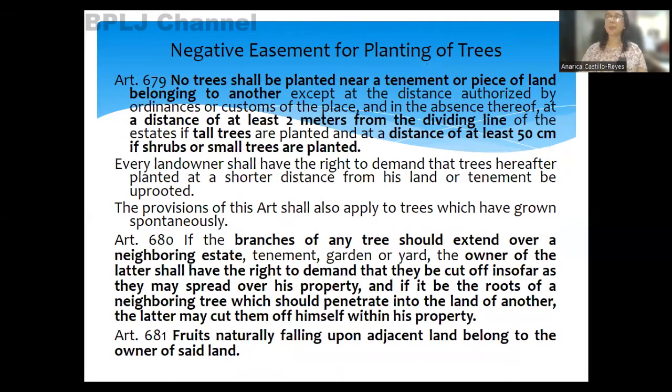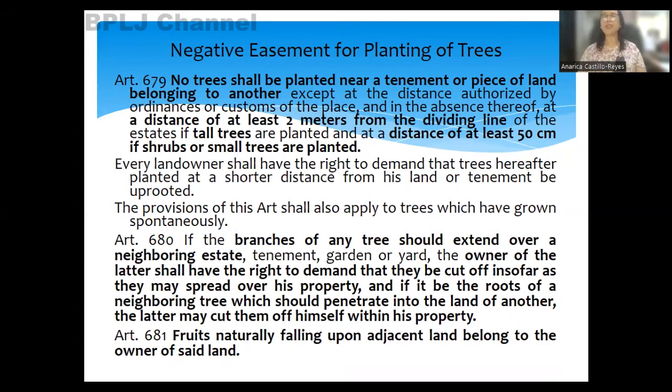Negative easement for planting trees. Again, this is another legal easement. No tree shall be planted near a tenement or a piece of land belonging to another except at a distance authorized by ordinances or custom, and in the absence thereof, a distance of at least 2 meters from the dividing line of the estate in case of tall trees, and at a distance of at least 50 centimeters if shrubs or small trees are planted.